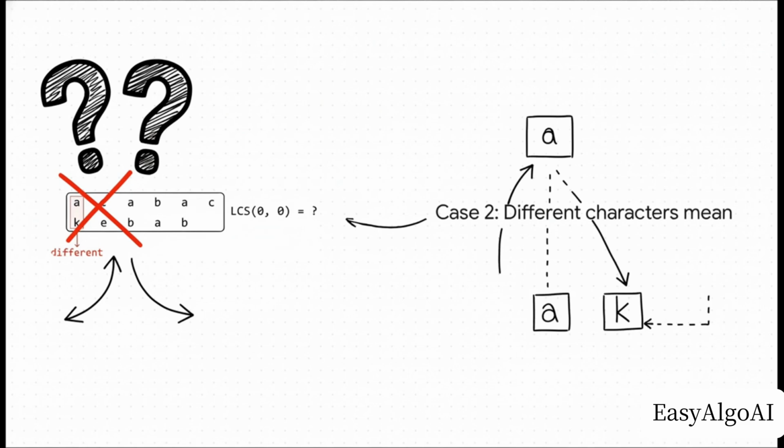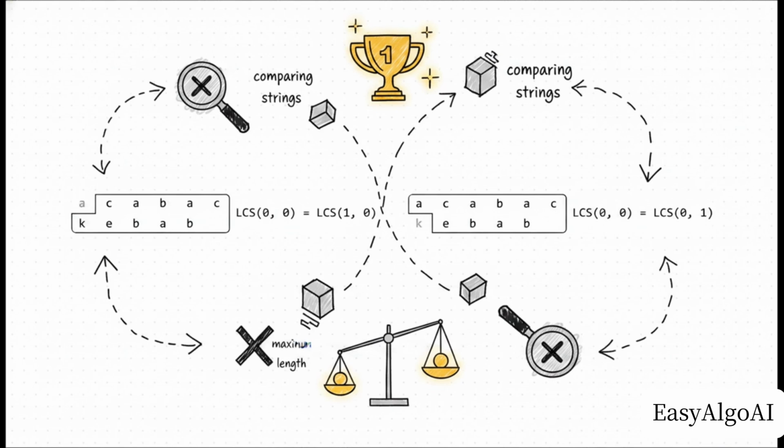But what if they don't match? Here we have an A and a K. This means we've hit a fork in the road. We can't possibly include both of these characters in our common subsequence at this specific position. Since we don't have a crystal ball to tell us which path ultimately gives us the longest sequence, we literally have to test both paths. First, we try excluding the A from the first string and compare the rest of that string with the second string. Then we try the exact opposite. We exclude the K from the second string and compare. It's kind of like exploring two alternate realities, and we simply keep whichever path gives us the maximum length.